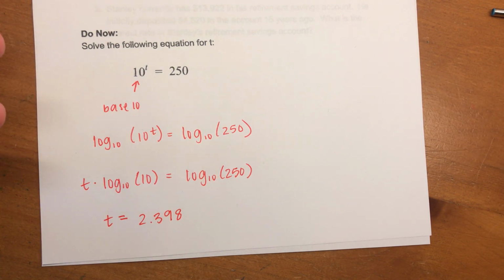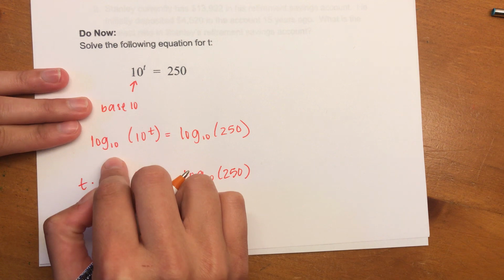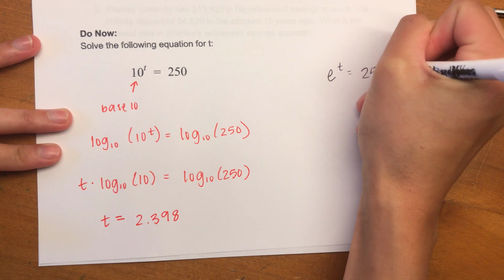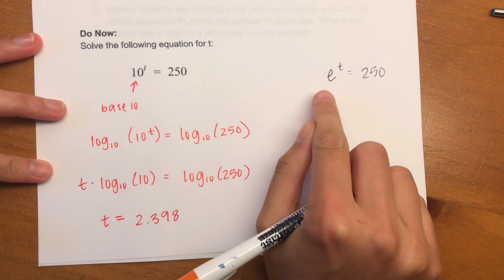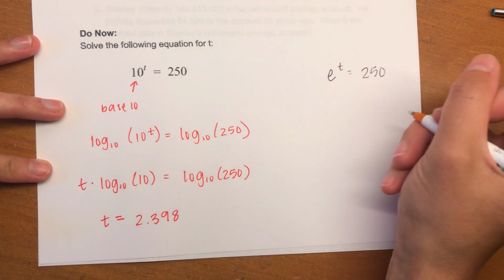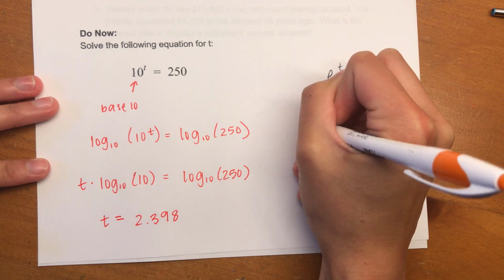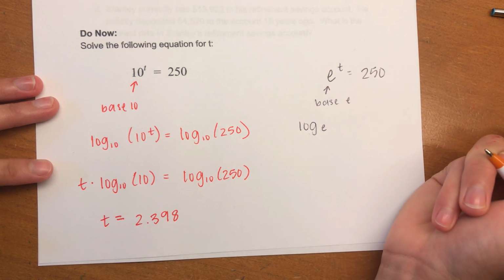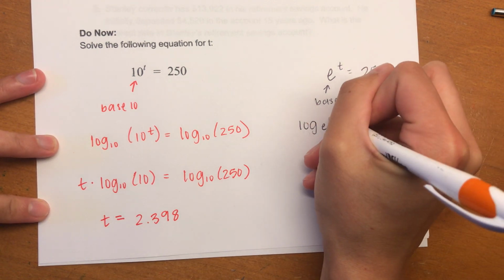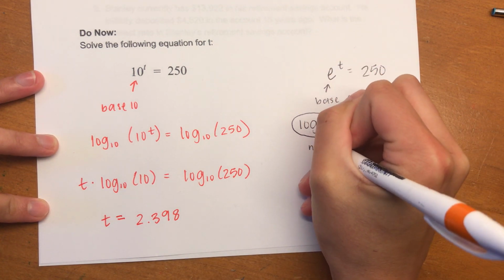This is something we were doing before school ended, where if we have a base 10, we do log base 10. Now, what happens if I have something like this? e to the t equals 250. Remember, e is that special Euler's number. So this is a base e, and we want to take a log base e of both sides. That would make sense. Now, the log base e is a very special thing. This is called the natural logarithm.